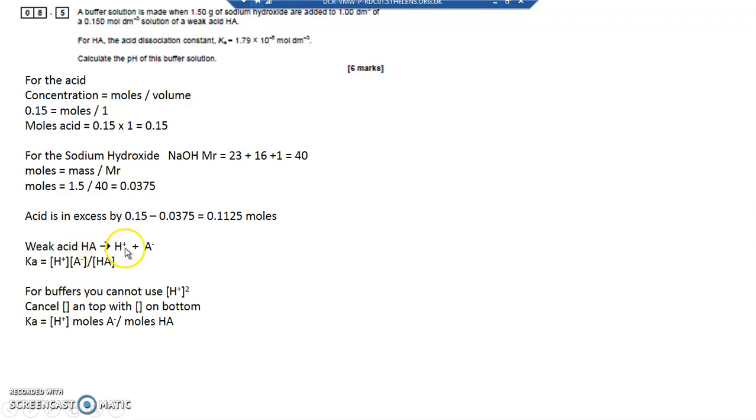But for buffers you can't use H plus squared. You're not allowed to use H plus squared. You've got to do something different. I cancel a concentration on the top and a concentration on the bottom. So if you cancel a concentration on the top and a concentration on the bottom, H plus concentration stays the same. A minus concentration just becomes the number of moles of A minus. HA loses the concentration and becomes moles of HA. So instead of concentration A minus, it becomes moles of A minus. Concentration of HA becomes moles of HA.